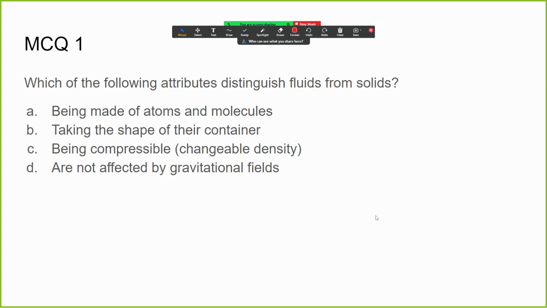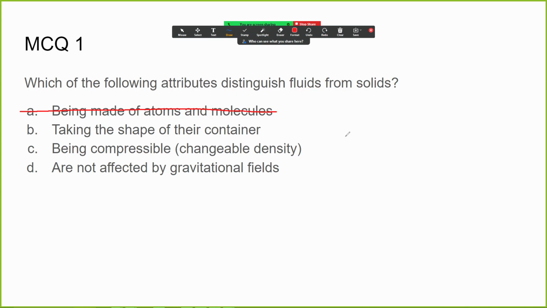Which of the following attributes distinguish fluids from solids? The first one here is being made up of atoms and molecules. Well, we know everything is made up of atoms and molecules. Taking the shape of their container. Well, that's a pretty good answer, so we'll come back to that.